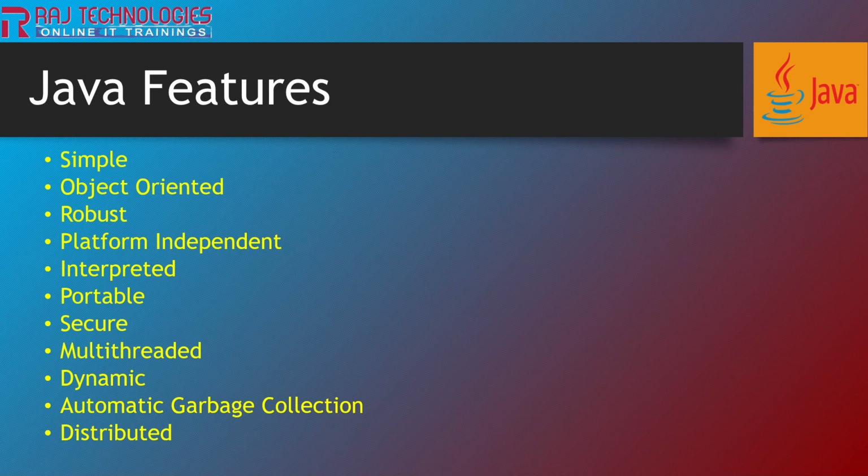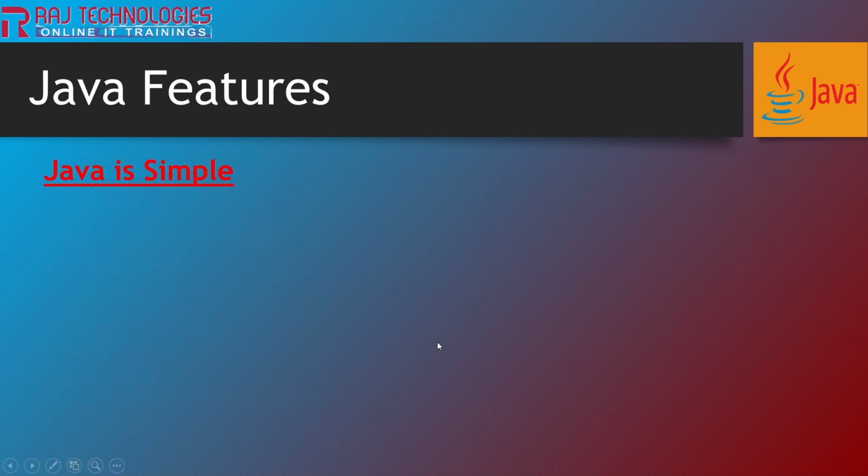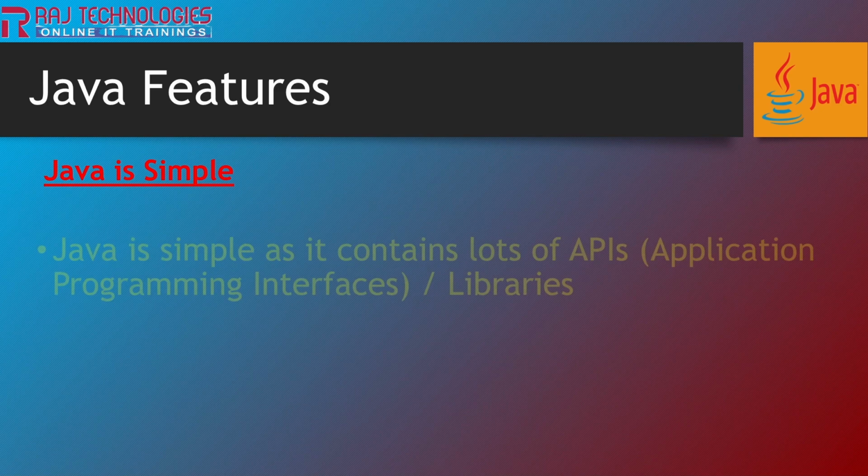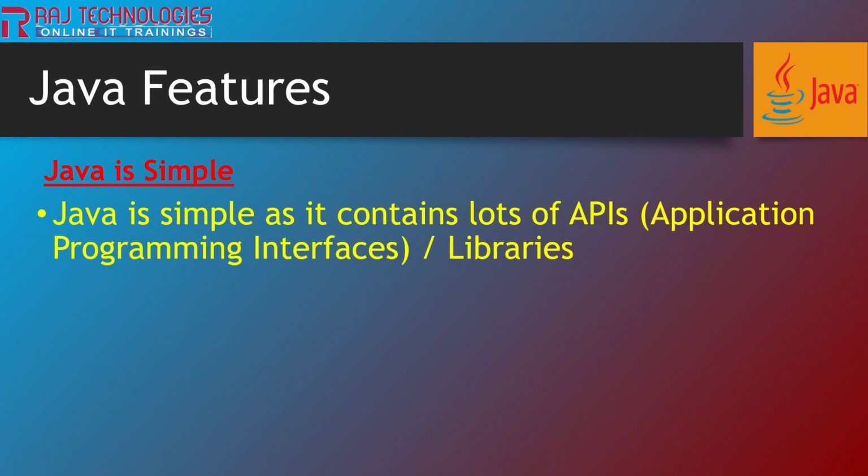Now let us understand this one by one feature as a simple overview, and as the days go on, once we enter into Java programming, we'll discuss all these features in detail. The first one is Java is simple. Why we say Java is simple here is Java is simple as it contains lots of APIs, application programming interfaces, which even we call libraries. The meaning of API is the predefined code, the predefined classes. So Java comes with some predefined classes with predefined methods. These only we call libraries or APIs.